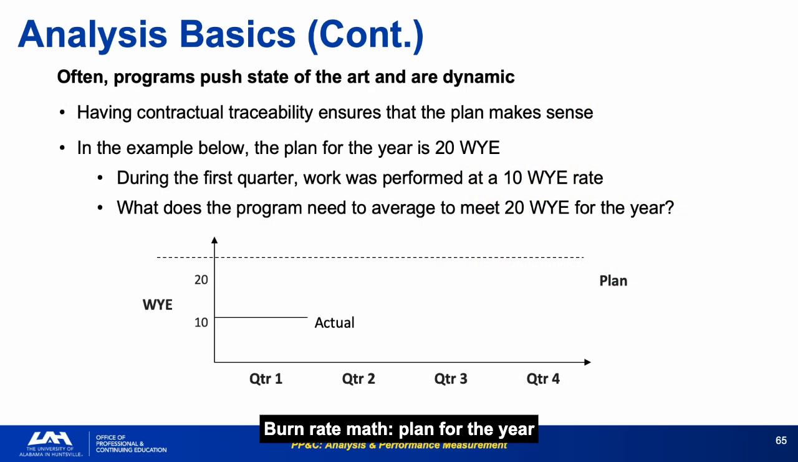Burn rate math. Plan for the year is 20 WY. Actual in Q1 is 10 WY. What does the program need to average for the remaining 3 quarters to meet the annual plan? This is one of the most practically useful calculations an analyst can make during the monthly cycle. It translates a variance into a forward-looking workforce requirement.